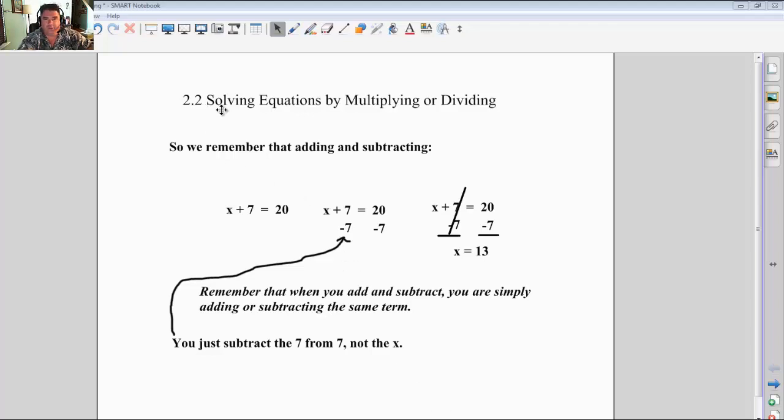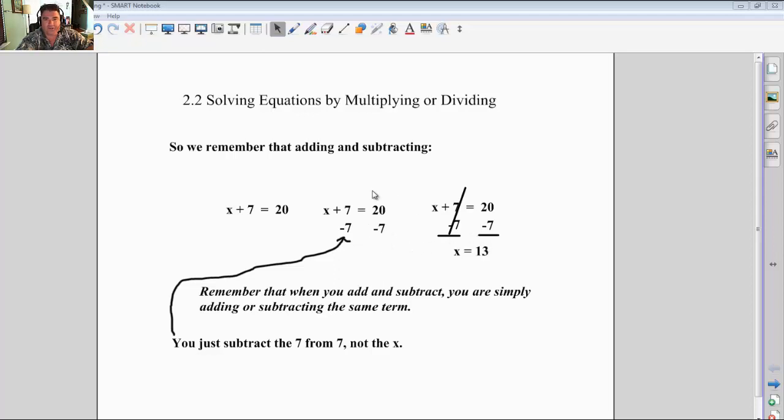Today, 2.2, solving equations by multiplying or dividing. Well, let's take a quick second to remember last section, which was adding and subtracting. Same idea here as before. Instead of plus 7, we're going to minus 7. Minus 7 to one side, minus 7 to the other. So we're minus 7 here, giving us just the x, and 20 minus 7, giving us 13.